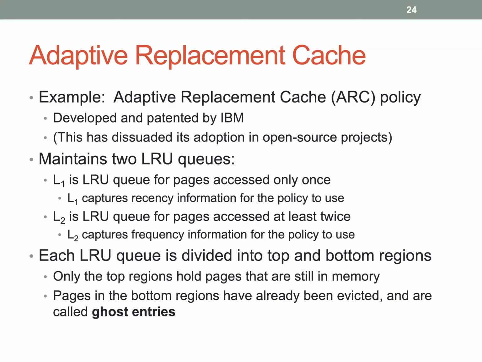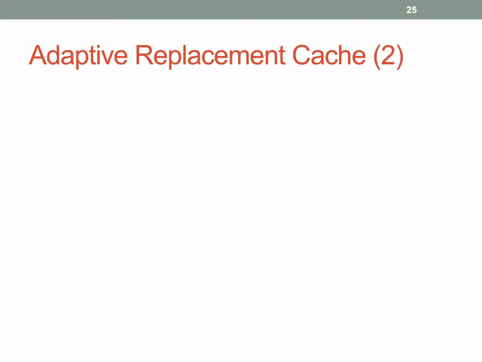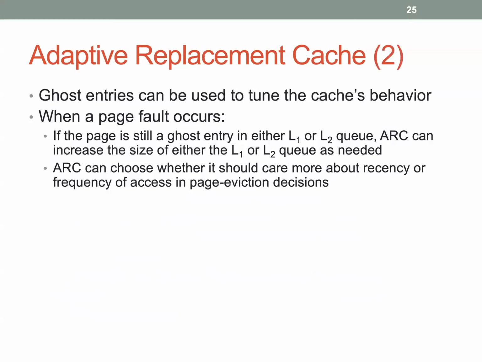And so basically you have these two queues, and they have a top region and a bottom region. The top region corresponds to pages that are in memory, and the bottom region is stuff that was in memory, but the policy decided to evict it. So you keep those entries there because you want to know if it was a good choice or not. That's why they're called ghost entries. It represents history, but the page is no longer in memory. And so what happens is when you have a fault and there's a ghost entry for the page that the fault occurred for, you tune the policy in the direction of the ghost entry.